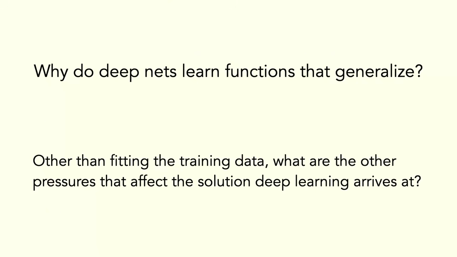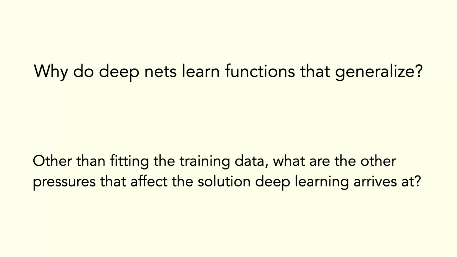OK, so why do deep nets learn functions that generalize? The basic question is, other than fitting the training data, we understand that. That's approximation. We understand that fitting the training data is critical. That's part of the recipe for generalization. But there has to be something else. Other than fitting the training data, what are the other pressures that affect the solution that deep nets arrive at?